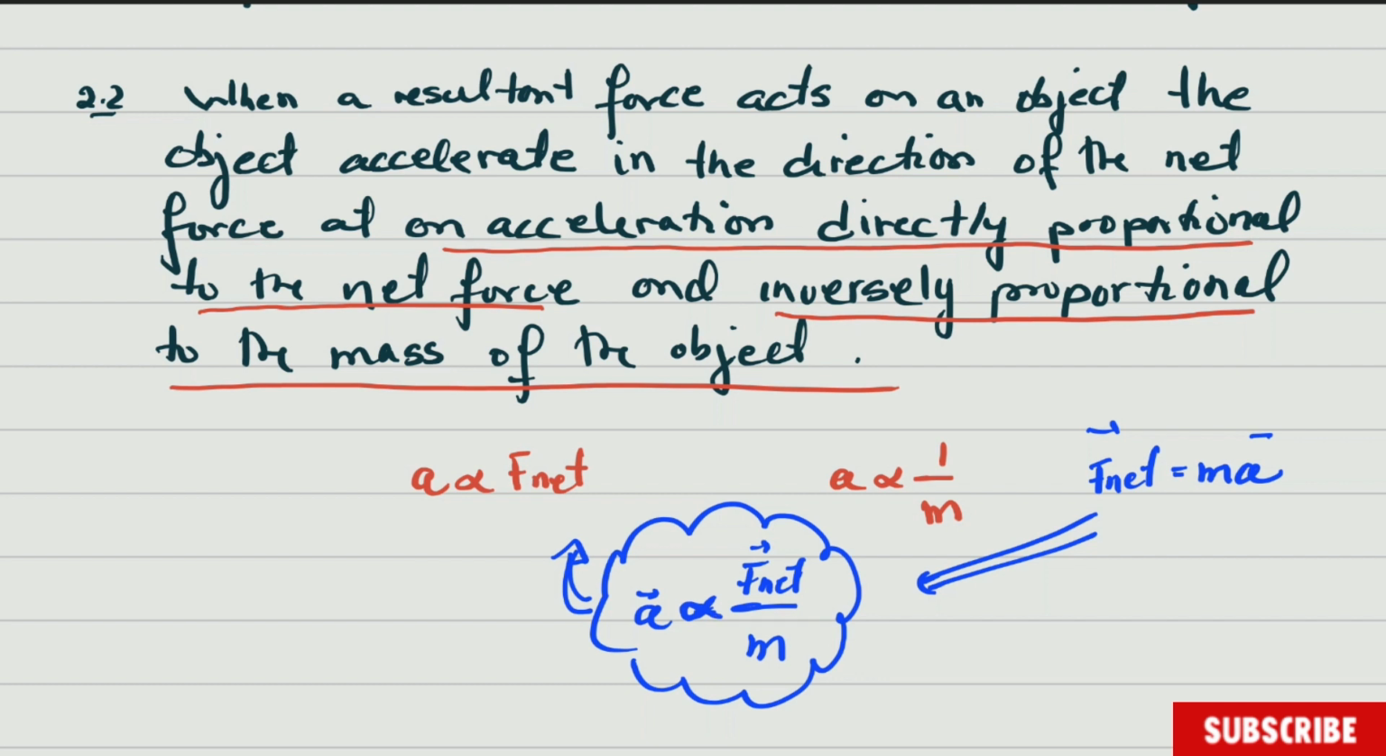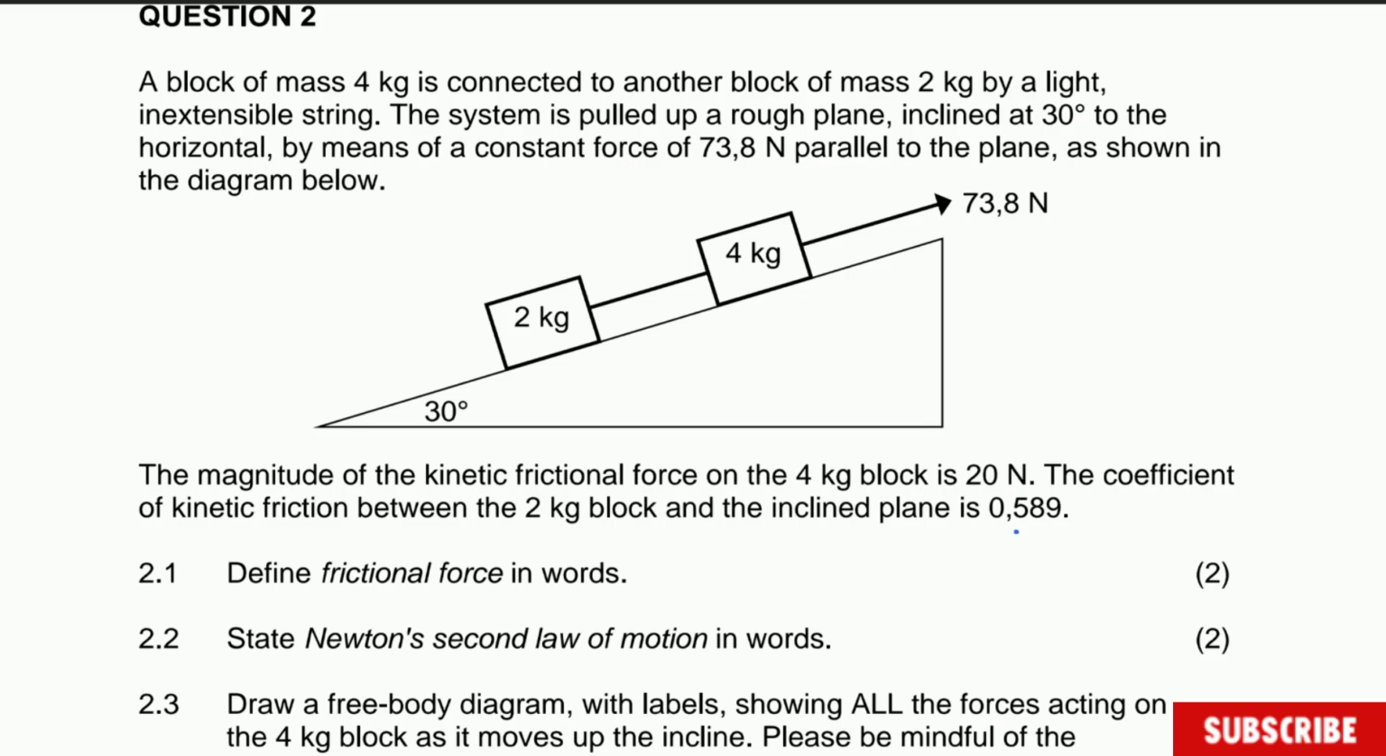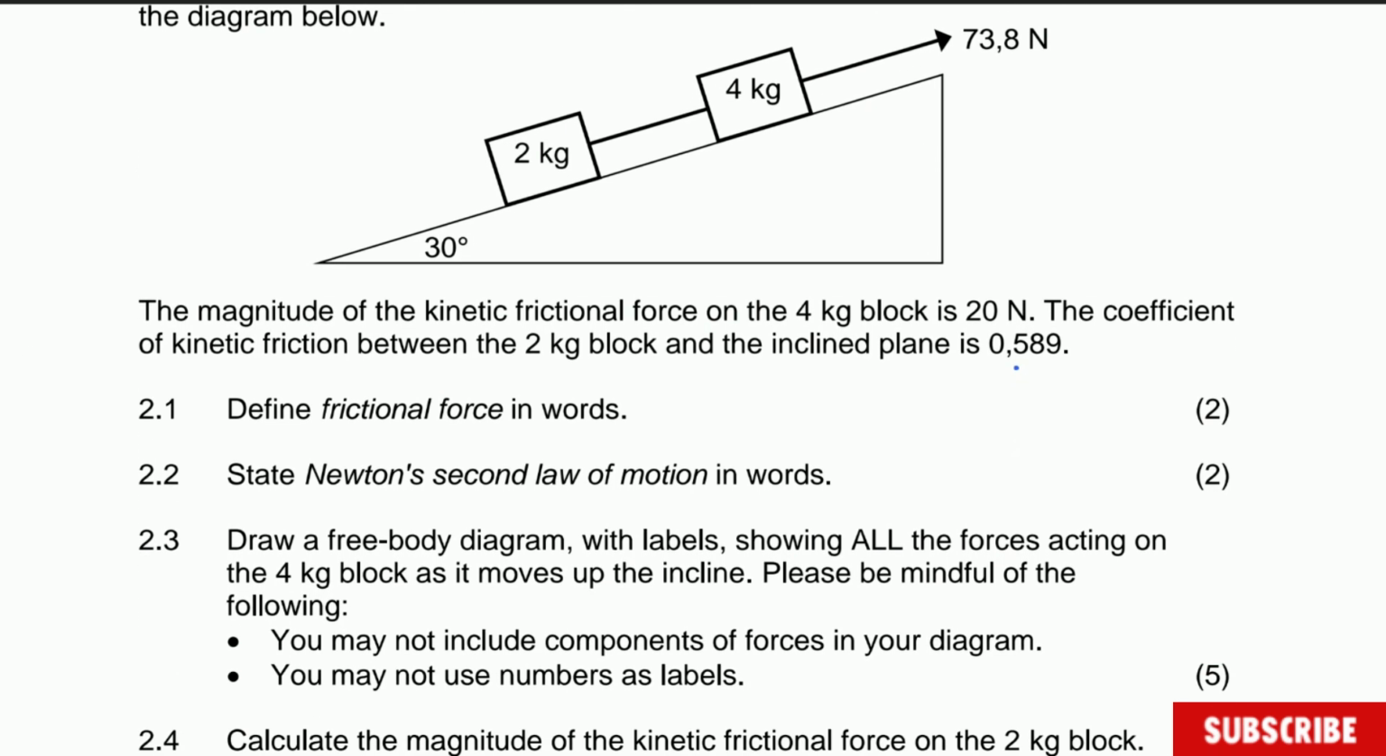Okay, so let's go to question 2.3. Question 2.3 says, draw a free body diagram with labels showing all the forces acting on the 4 kg block as it moves up the incline. Please be mindful of the following. You may not include components of the forces in your diagram. You may not use numbers as labels.